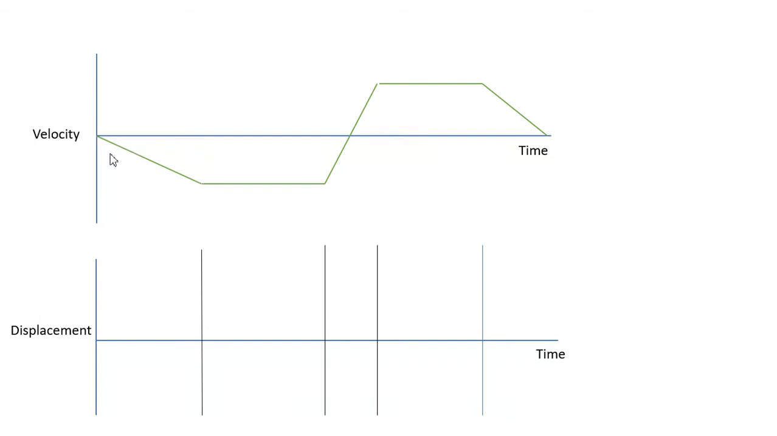So let's say I had this velocity graph. And again, we're going to do the same type of thing. We're going to look at a velocity graph, see if we understand what's going on with it. And then we are going to match that up with the displacement graph and see if we understand that.